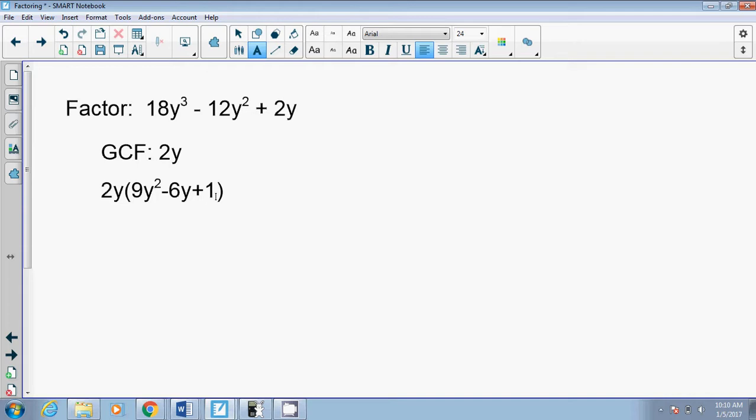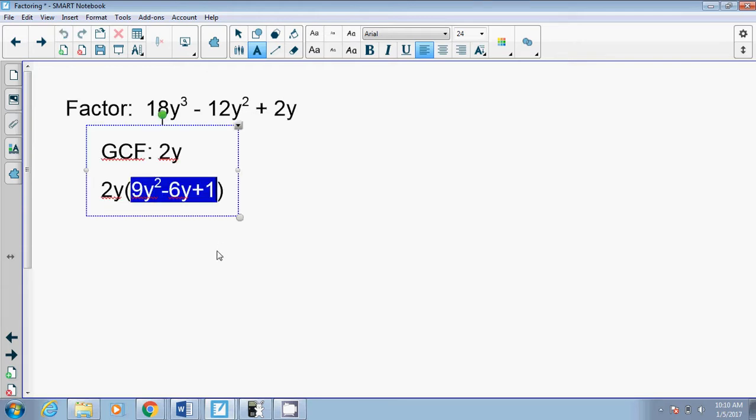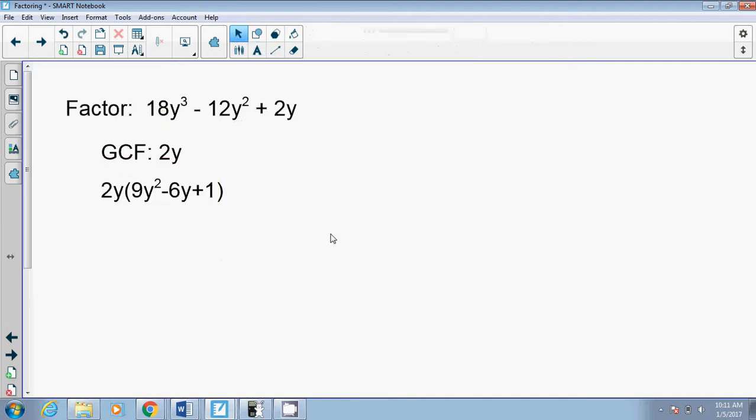It's factored, but it is not completely factored. Always check to see if what's left over, in this case the 9y squared minus 6y plus 1, is factorable as well. So sometimes you're going to have to factor within the factoring, which is what we're going to have to do in this case. So yes, it's factored. It is not completely factored though. A lot of your homeworks will say factor completely. So if you type this in, yes, you're right, but you're not completely right.